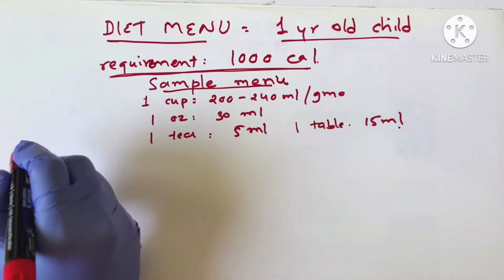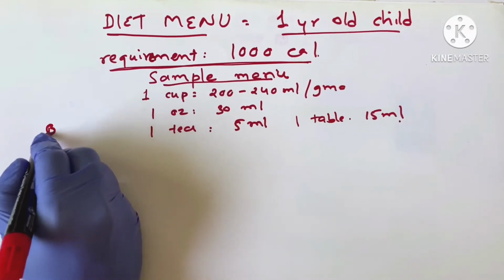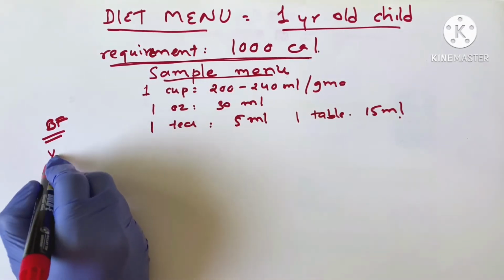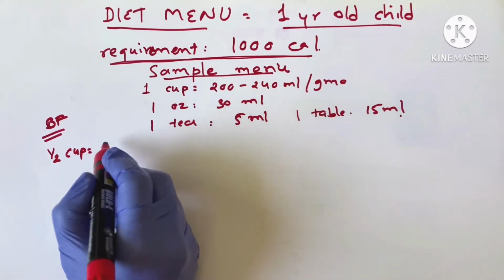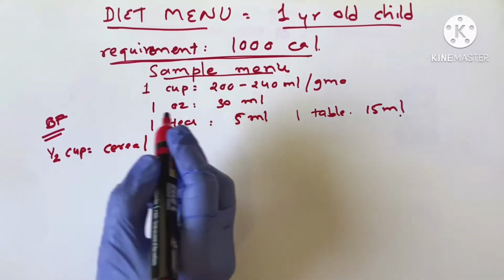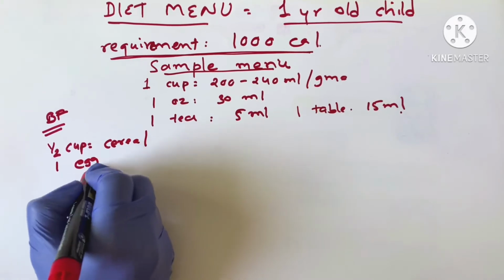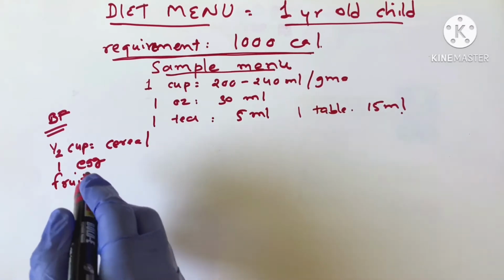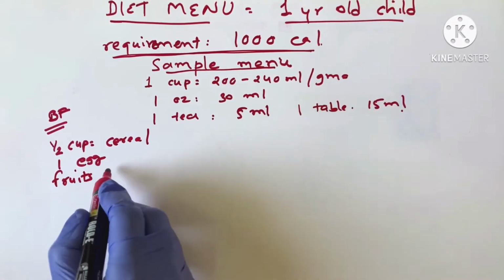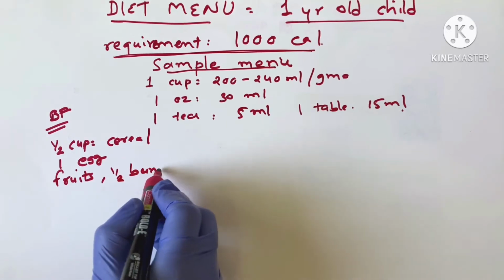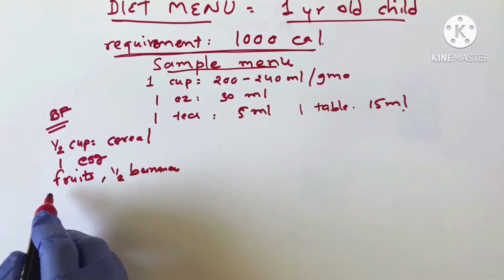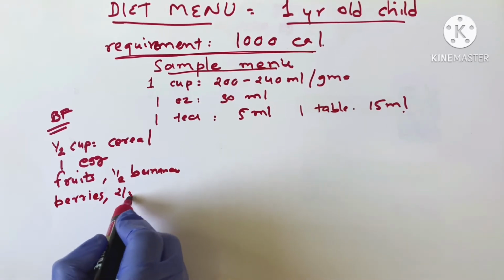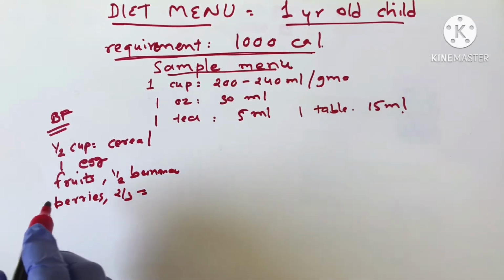Let's consider the first serving, which can be like the breakfast. In the breakfast you can give half cup of cereal or 1 egg. You can add fruits as well, as per the seasons and as per the child's liking, like you can give half banana. You can give some berries, 2 to 3, but you always avoid the seeds or remove the seeds.